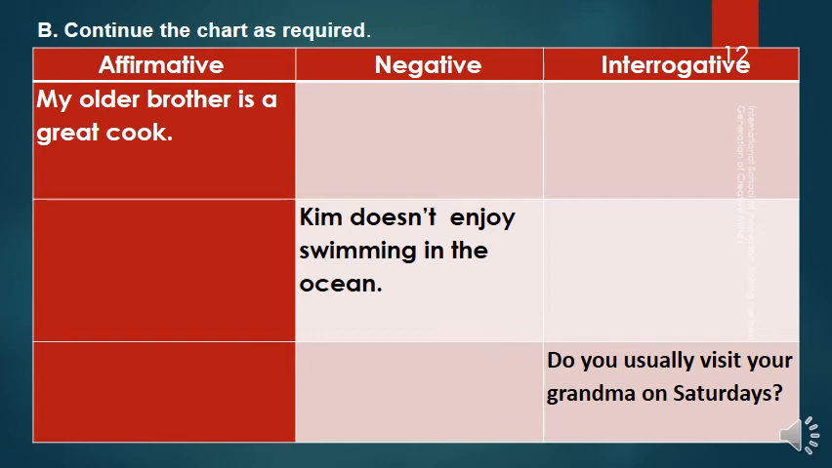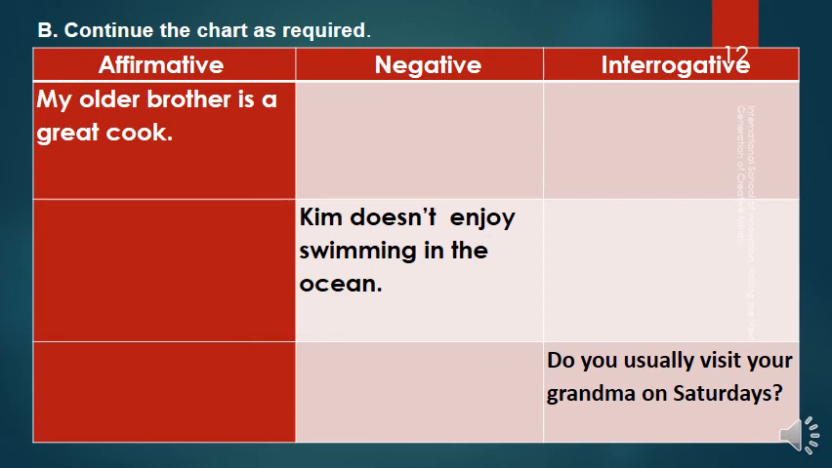The last one, they stated the interrogative form. We have to write the negative and the affirmative form. Do you usually visit your grandma on Saturdays? The affirmative form: I usually visit my grandma on Saturdays. We do not say I visit usually, as we said before, the adverb of frequency comes before the action verb. So I usually visit my grandma on Saturdays.